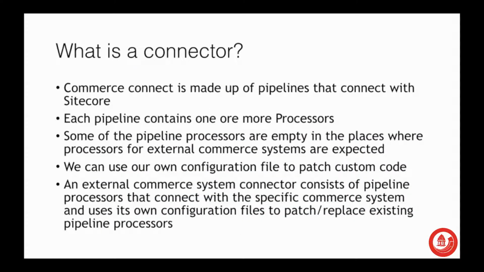So let's talk about connector. Commerce Connect is made up of pipelines that connect with Sitecore. Like I said, the Commerce Connect basically ships with default configuration files, and if you look in the configuration files, you will see that there are pipelines in every configuration file, whether it is cart or wish list or orders.config file. You look in any file, there will be a list of pipelines, and some of these pipelines are already implemented and some of them are supposed to be implemented by us, the developers.